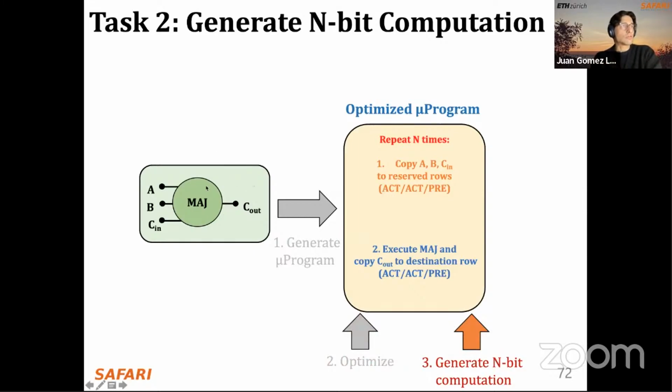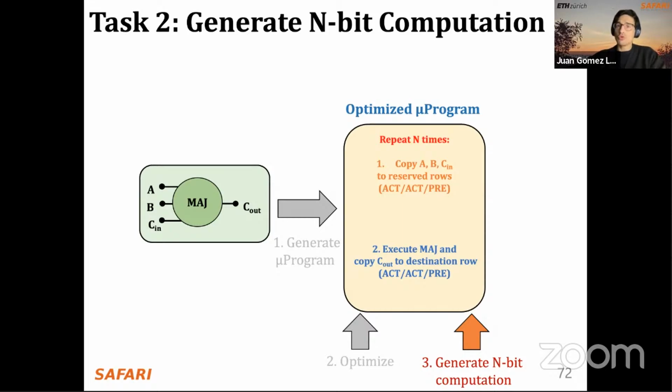Here, for example, you see that this majority operation is taking three operands, A, B, and C in, and is generating this output C out. This corresponds to how to calculate the carry of a bit-serial adder. But now we have to use this carry for the next bit, right? Imagine that we are operating on 32-bit values. We will start with the least significant bit. We compute the sum and we compute the carry for the least significant bit.